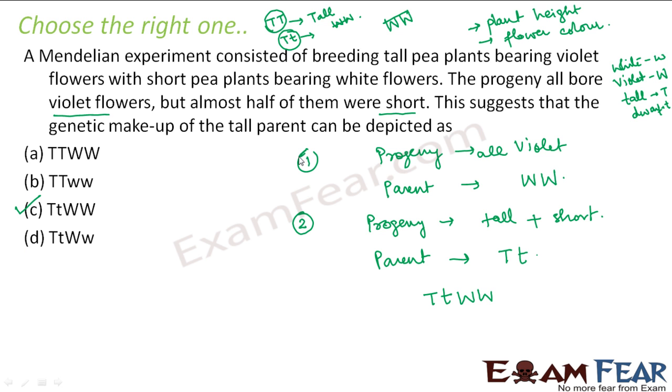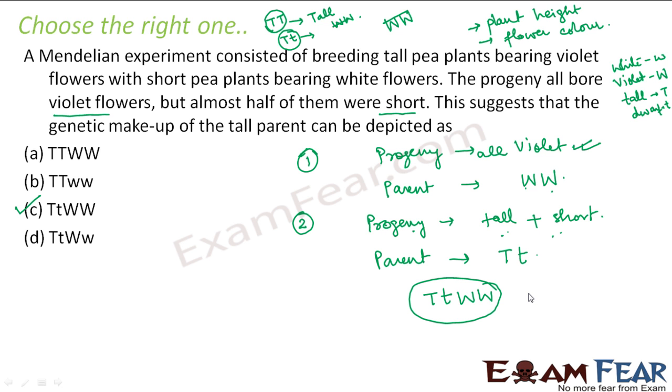Clear? So you understand the logic? We have discussed all these things. Whenever the parent is homozygous, all the next generation are going to be of the same dominant trait. So here, since the F1 generation is all violet, this shows that violet is the dominant trait out of the two flower colors, and it also says that the parent is homozygous violet, that is WW. But for the height character, the progeny is a combination of tall and short. Some are tall, some are short. So the parent has to be heterozygous, and that is why this is going to be the genetic makeup of the tall parent.